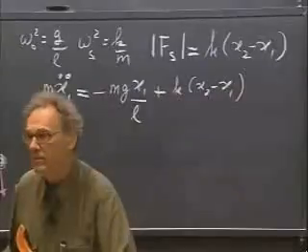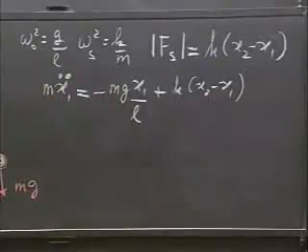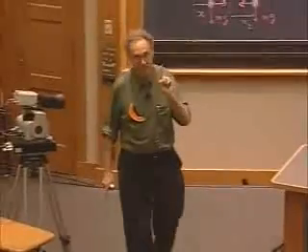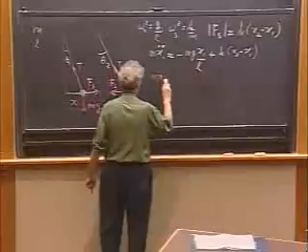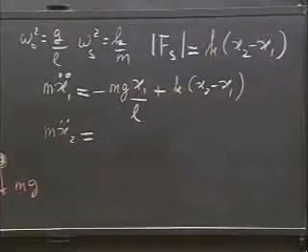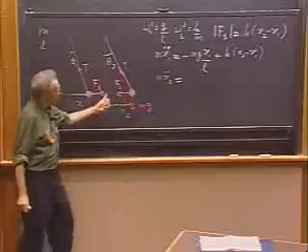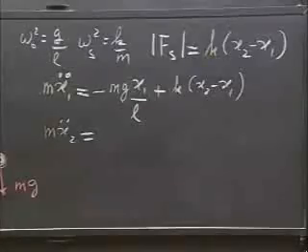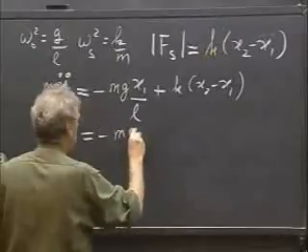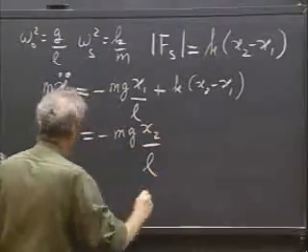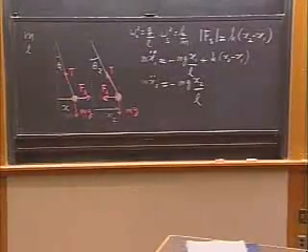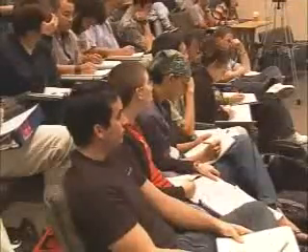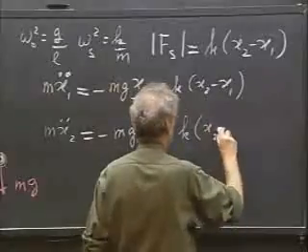So look at this. Signs are very important now. Very important. And the next one, m x2 double dot, it has again the restoring force due to the pendulum, which is minus mg x2 divided by L, because it's the sine of theta 2 now that comes in. And now it has the spring force, which now has a negative sign. And so now we get minus k times x2 minus x1.